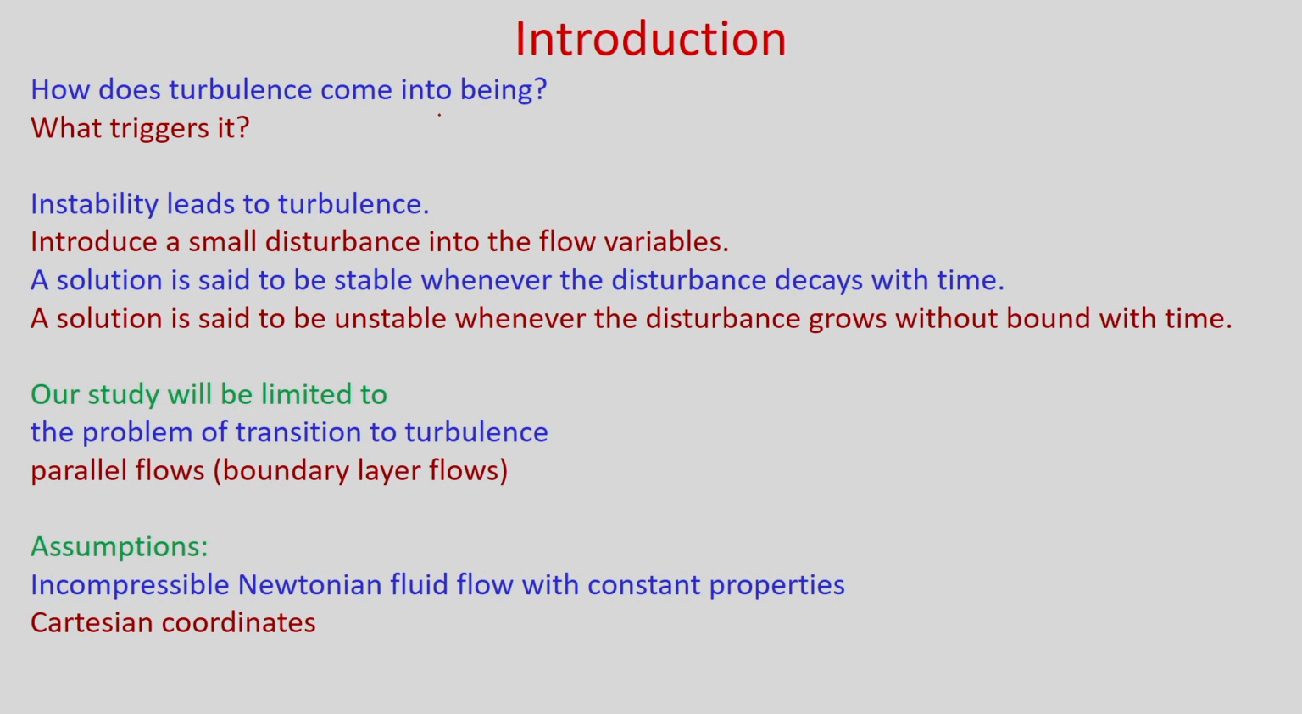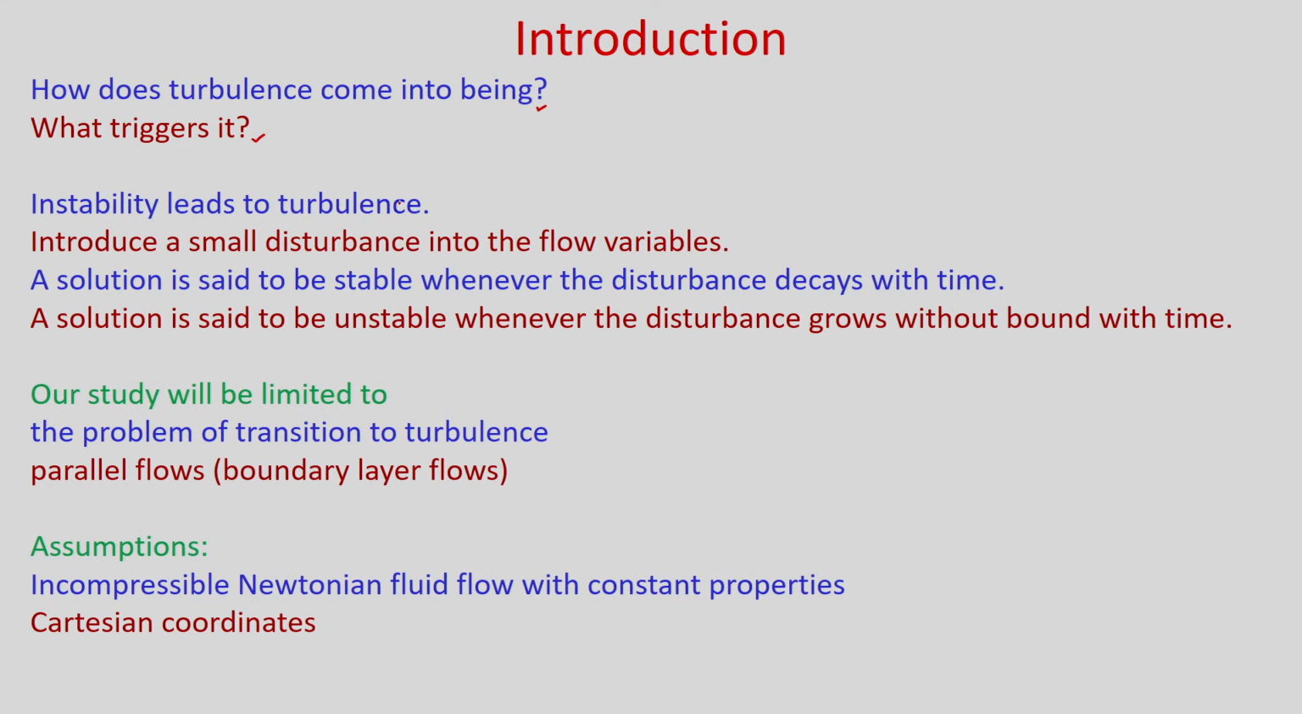So, to find this critical Reynolds number we need to solve an ordinary differential equation which we will derive in today's class, that is known as the Orr-Sommerfeld equation. So, by finding the eigenvalues of this ordinary differential equation, you will be able to tell when this flow becomes turbulent from laminar. So, in today's class we will know how turbulence comes into being and what triggers it.